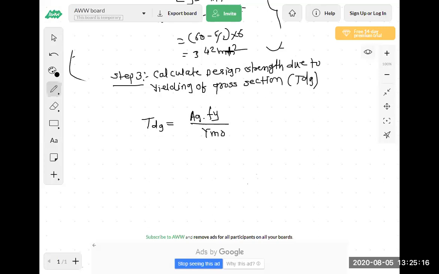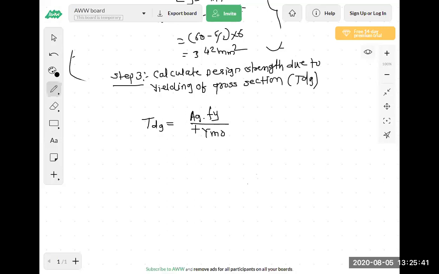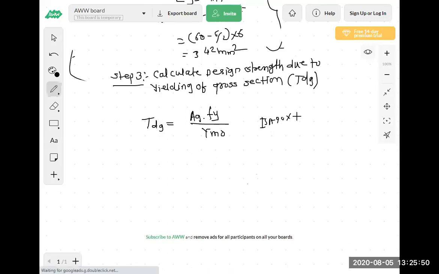The first two steps were the calculation of diameter and the calculation of the net area. Now step number 3 is the first design strength we have to calculate here. So TDG is equal to AG into Fy divided by gamma m naught. Now AG is the gross area of the angle section. Now you have to go to the steel table. So the section is given. Which section is given? ISA 90 by 60 by 6 is given.